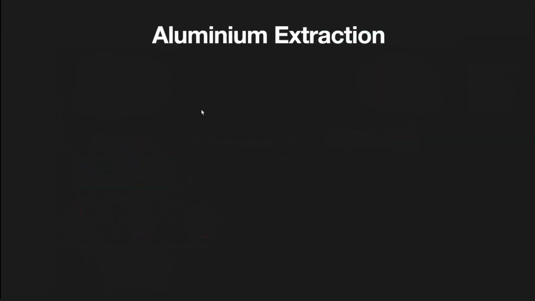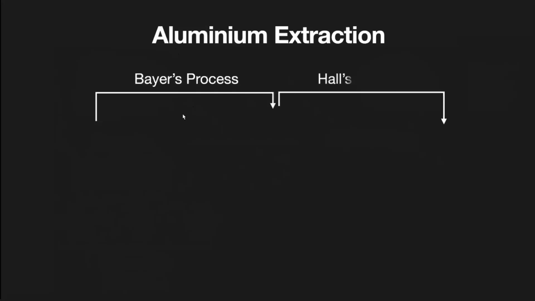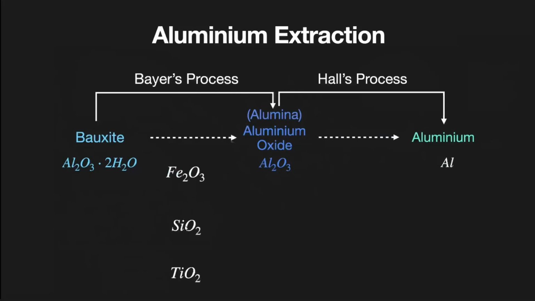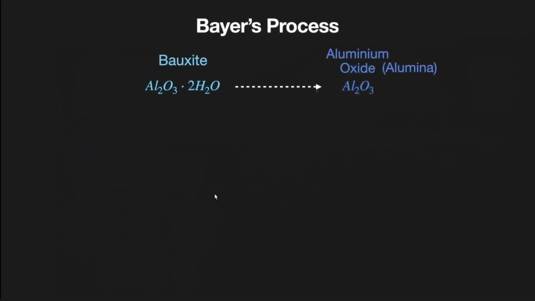So this entire process is divided into two processes, Bayer's process and Hall's process. Bayer's process takes bauxite and gives us aluminium oxide. This is also called alumina. And Hall's process extracts out pure aluminium from alumina. Remember I talked about gangue, the impurities? These will be eliminated in Bayer's process. Okay, let's go and discuss Bayer's process now.